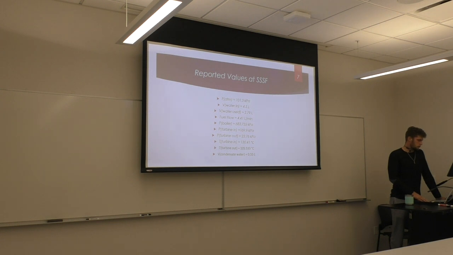Pressure in the boiler was 683 kilopascals. Pressure for the turbine going in was 169 kilopascals. The pressure for the turbine going out was 23.7 kilopascals. The temperature for the turbine going in was 130.4 degrees Celsius, and the temperature coming out was 105.5 degrees Celsius. When we drained the condenser, we found that we had 0.55 liters of condensed fluid.